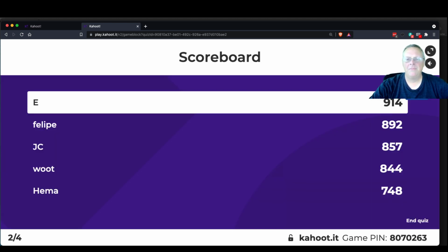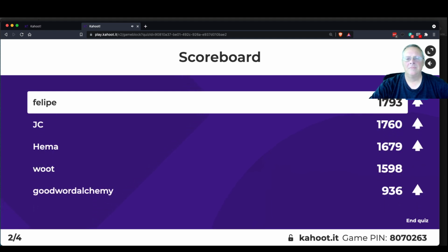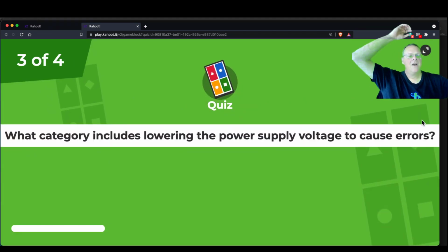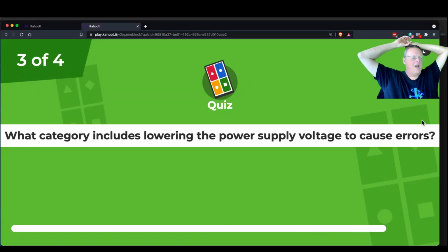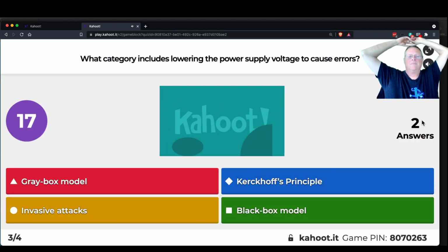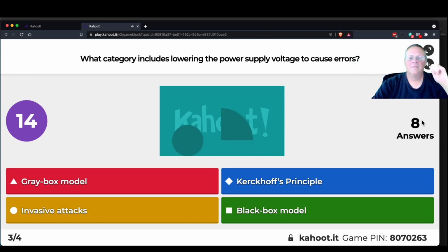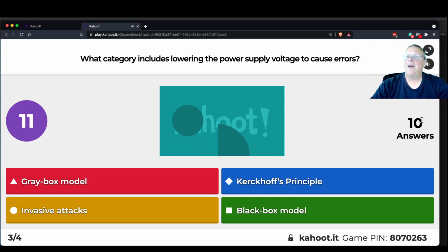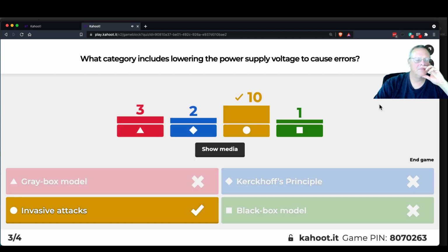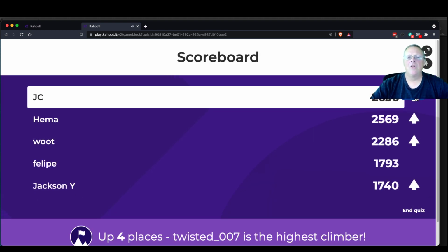All right, what category includes lowering the power supply? This was used to crack RSA about 10 years ago. Yeah, that's an invasive attack where you modify the operation. You lower the power supply and then it makes more errors, and the errors have a non-random effect on the output, and you can deduce something about the key from them.